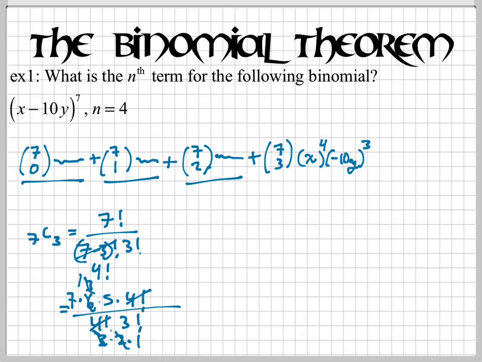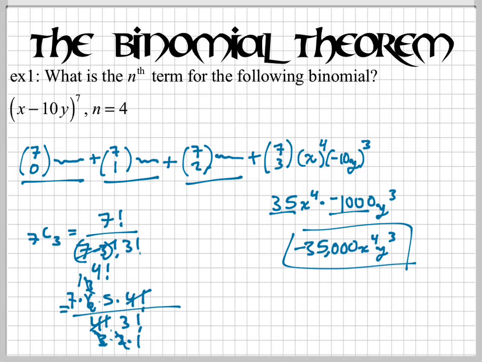So 7 times 5, what will that give us? 35. So we have 35 right here times x to the 4th times, ooh, what is negative 10 raised to the 3rd power? Well, we know it's negative because that's an odd exponent, and it'll have 3 zeros because it's a 10. And it's y to the 3rd. So then you have negative 1,000 times 35, so you have negative 35 with the 3 zeros on it, x to the 4th, y to the 3rd. And that is the 4th term in this binomial expansion.